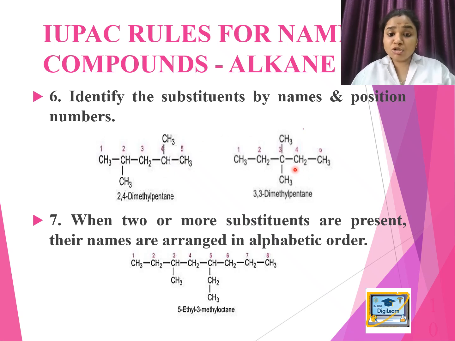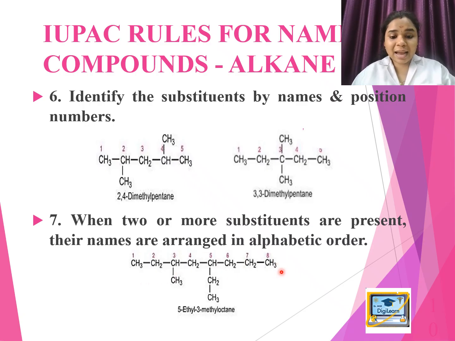Now look at this. In the third position, 2 methyl groups are present. Now how will you name it here? 3,3-dimethyl pentane. So here is a somewhat critical rule. When two or more substituents are present, how will you name them? We should name them in alphabetical order.